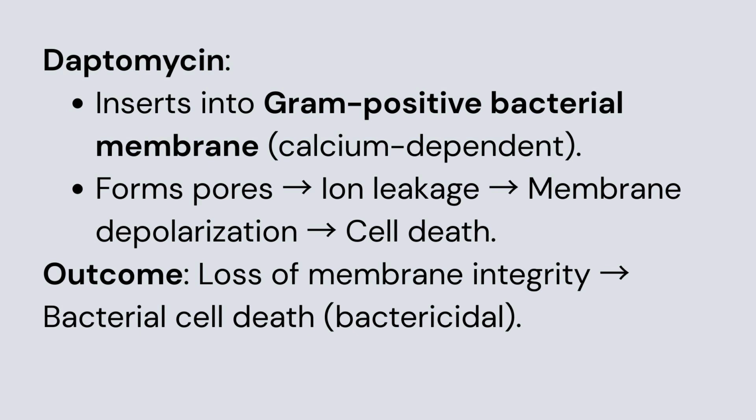So to conclude, in today's lesson we learned that antibiotics kill or inhibit bacteria by targeting essential bacterial structures and functions such as the cell wall, ribosomes, DNA and RNA synthesis, metabolic pathways, and cell membrane. Understanding these mechanisms is crucial for using antibiotics effectively and preventing the rise of antibiotic resistance.